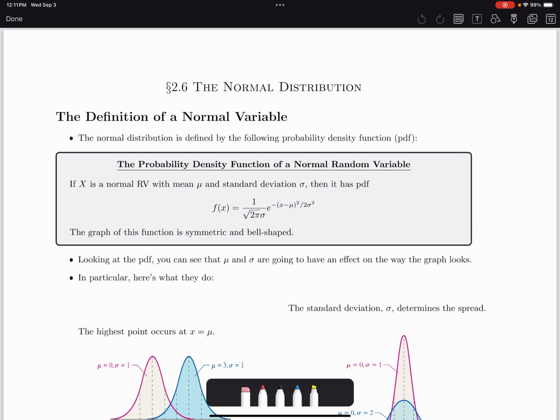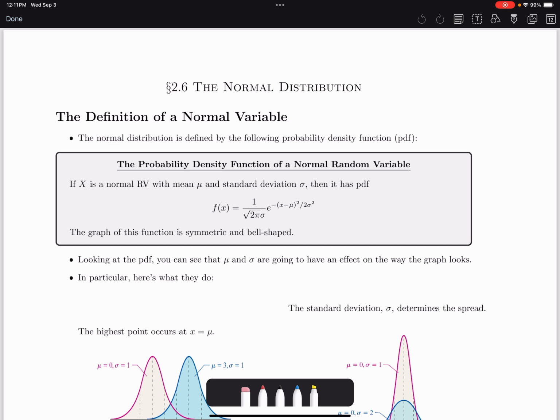All right, welcome back to another lecture. We're going to cover the normal distribution in this lecture. So this is section 2.6. So make sure that you have those notes out and ready to go and that you're ready to dig in. And let's get into it.